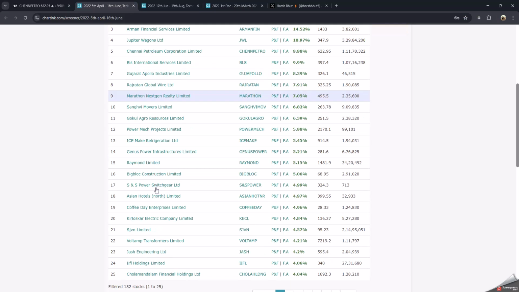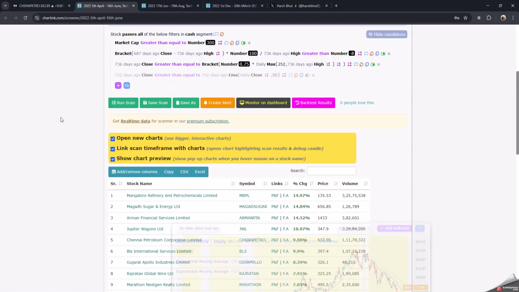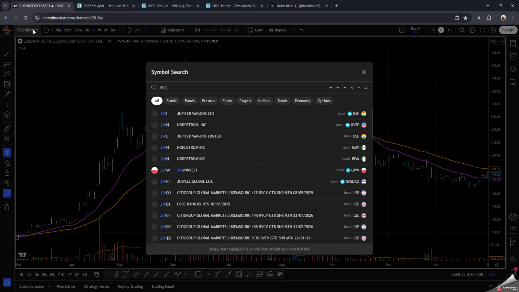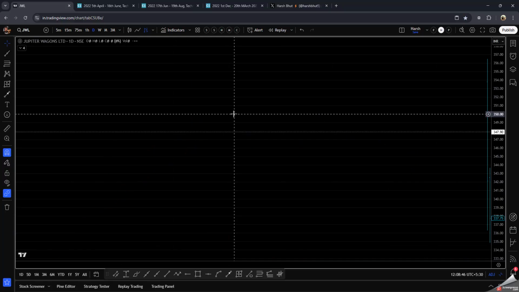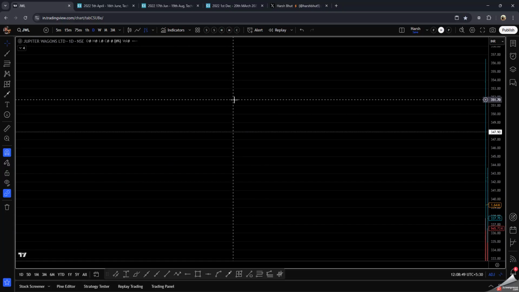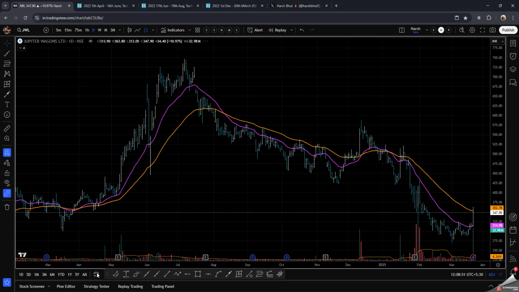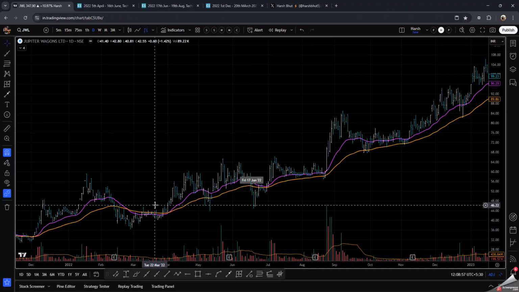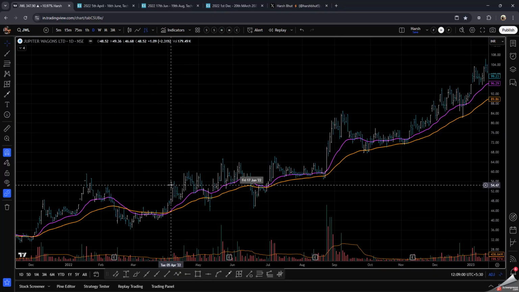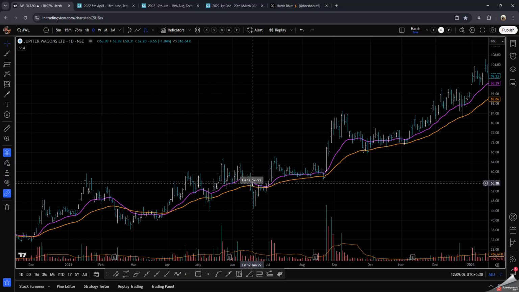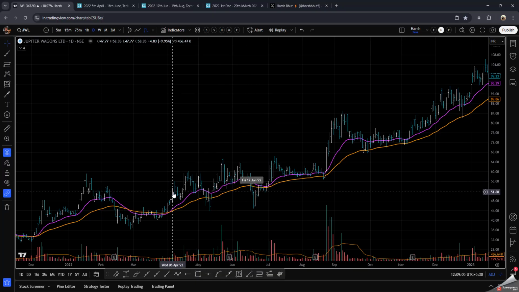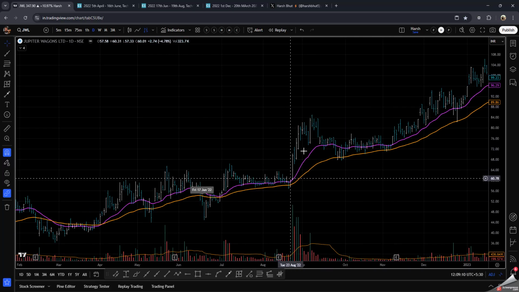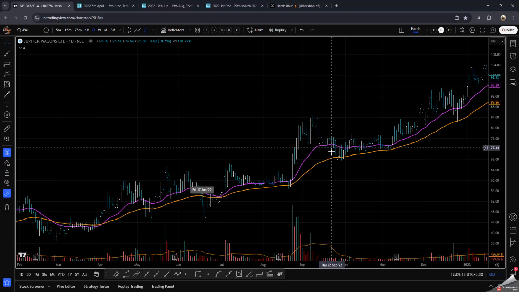Now let's look at another stock, like Jupiter Wagons, JWL. If I go to that particular date, 17 June, and take 5 April, then from 5 April to 17 June, while the market was in a downtrending move, the stock was consolidating. And after 17 June, when the market turned upward, the stock also went upward with the market.